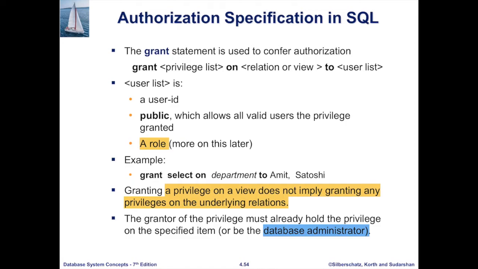So here's an example. We have grant the select privilege on the table department to Amit and Satoshi. So notice that we can actually have a list, not just an element. So grant select update on department courses to Amit Satoshi. So parang pwede tayo magdagdag dito.